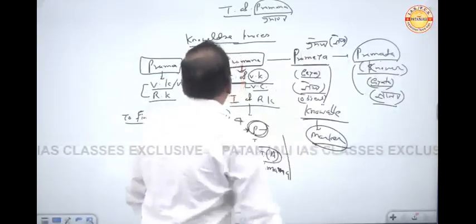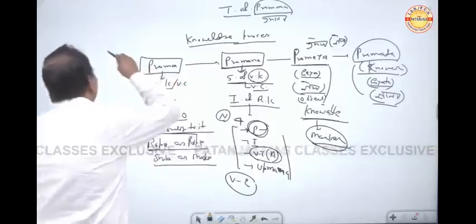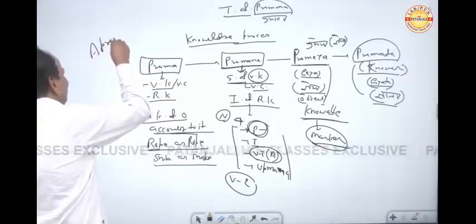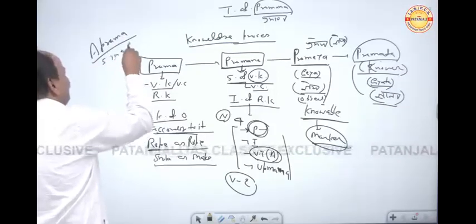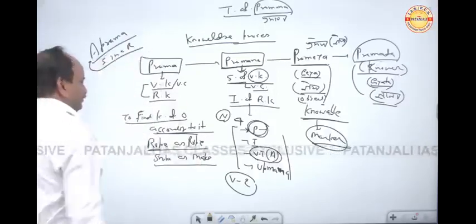So it should be clear first of all. Aprama means invalid knowledge. Invalid. For example, knowledge of a snake in a rope. This one is aprama. Different kinds of apramas are also accepted.